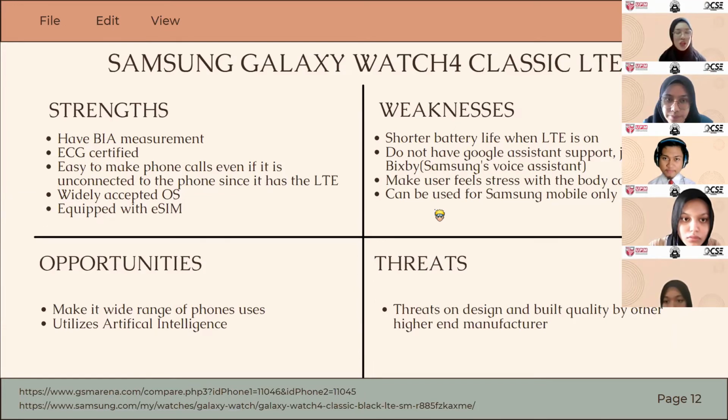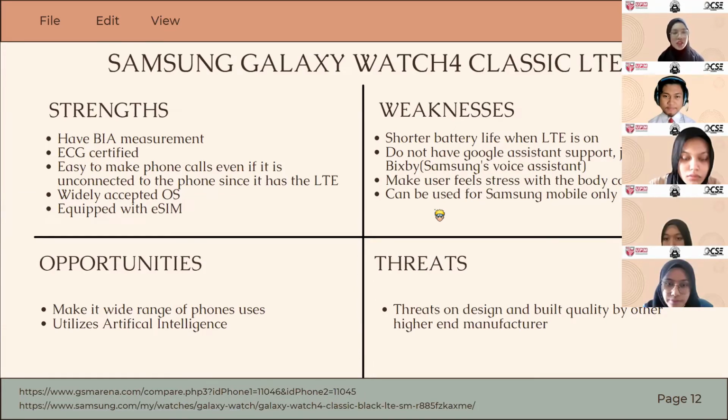So for Samsung Galaxy Watch 4 Classic LTE, the strength is that the Samsung Galaxy Watch 4 has BIA measurement. BIA stands for bioelectrical impedance analysis. You just have to use 2 fingers for 50 seconds to detect it. And then you have ECG certified, and it is easy to make phone calls even if it is unconnected to the phone since it has LTE. Widely accepted OS, and then equipped with eSIM.